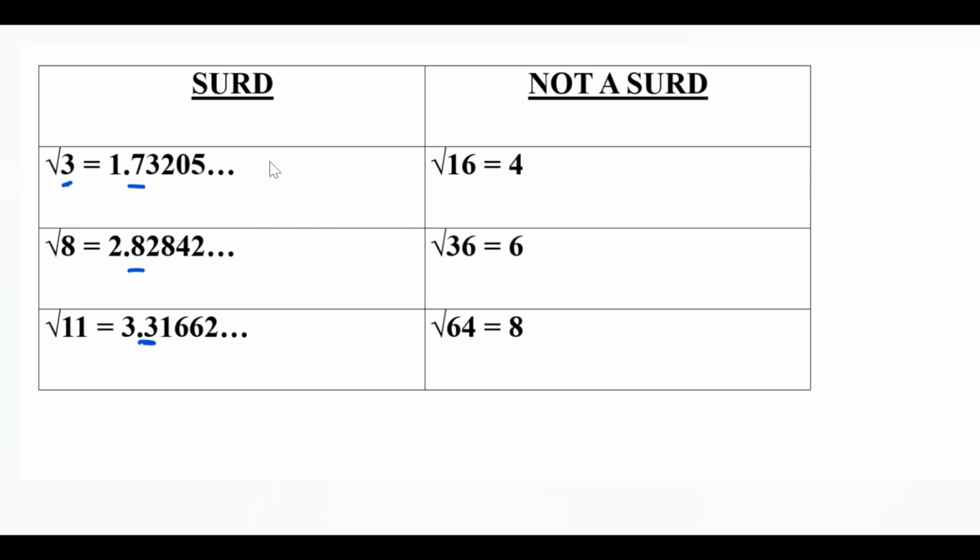In comparison to this, when we square root square numbers, like 16, 36, and 64, these equal whole numbers, such as 4, 6, and 8, meaning these are not surds. So, in a nutshell, when we square root and get a whole number, it is not a surd. And if we square root and get an irrational number, it is a surd.